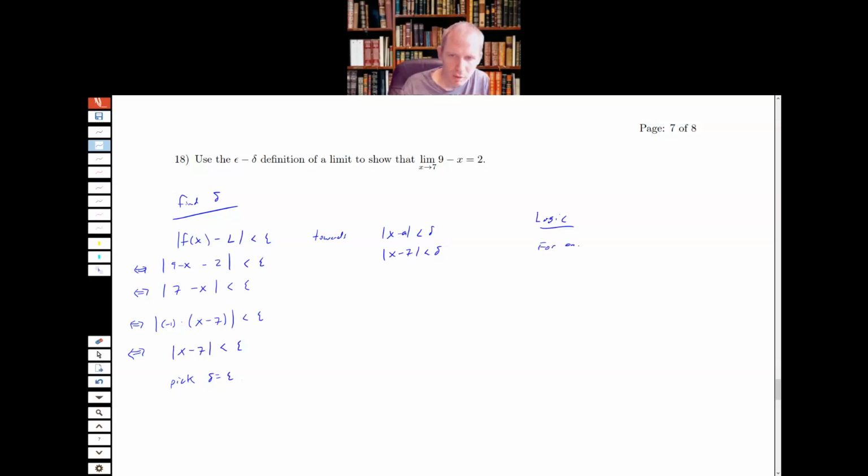Okay, so for any number epsilon greater than 0, let delta equal epsilon. Then if 0 is less than absolute value of x minus 7 is less than delta, that implies that x minus 7 is less than epsilon. And then following my logic backwards, that means that f of x minus L is less than epsilon. So that gives me that the limit as x approaches 7 of my f of x is equal to L.